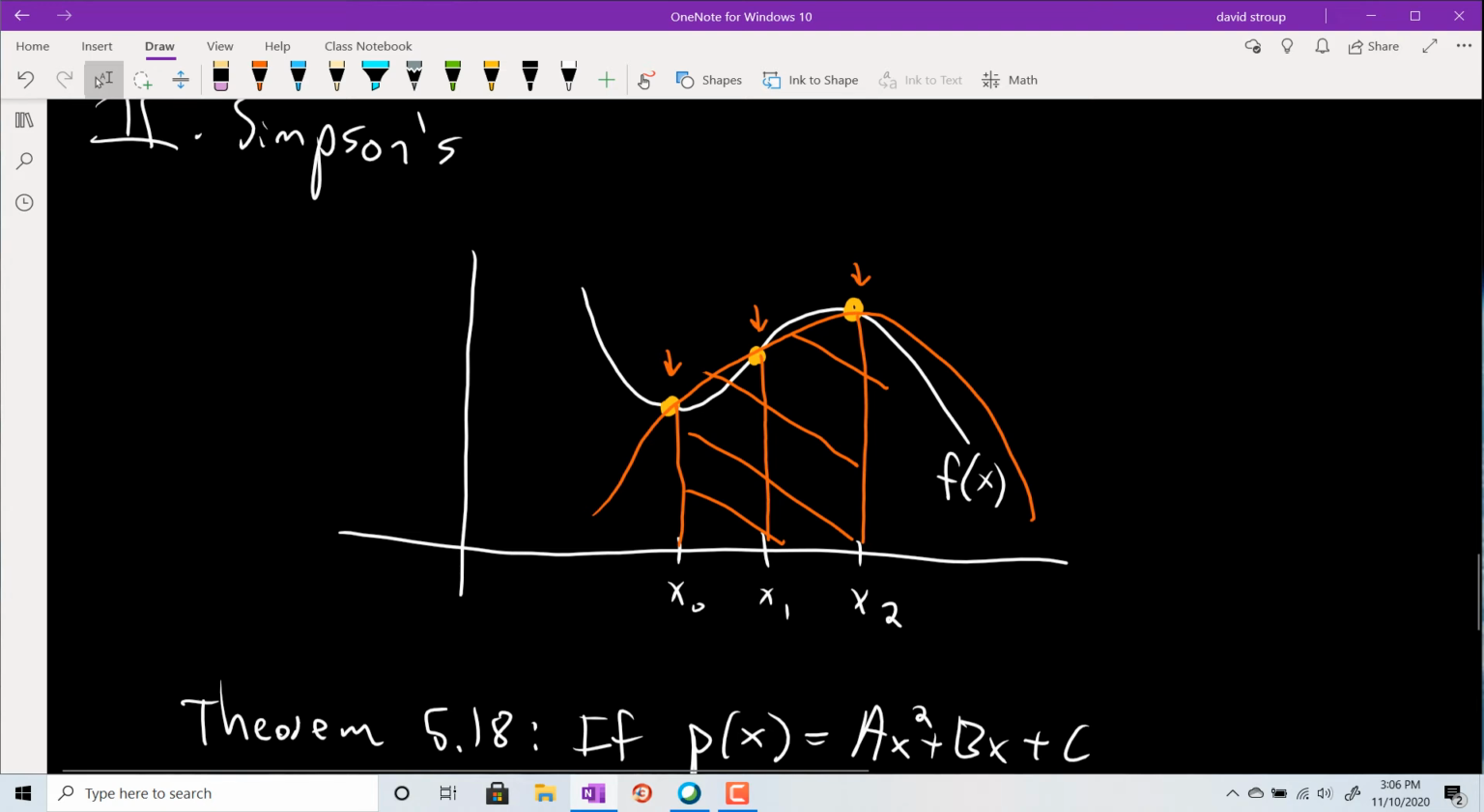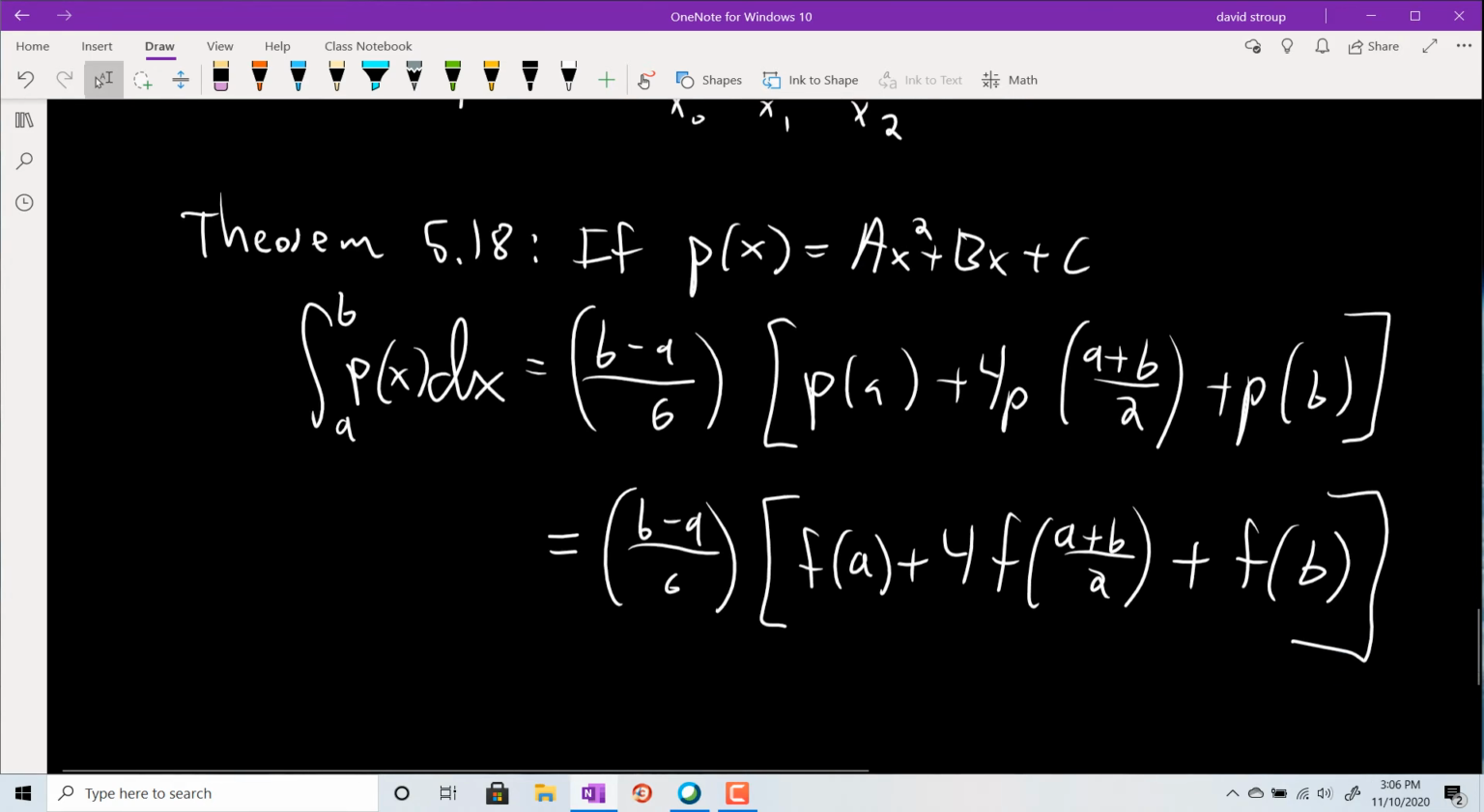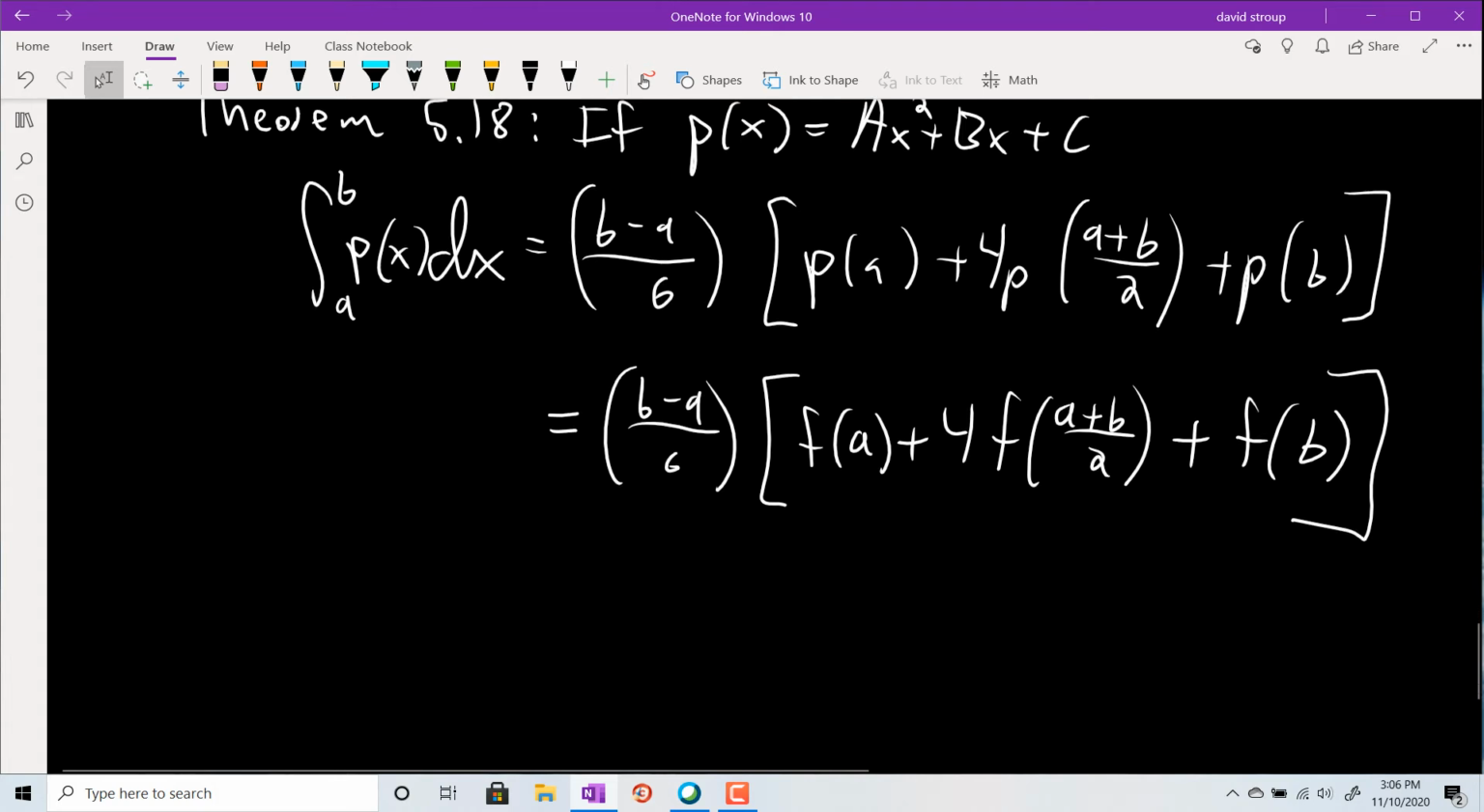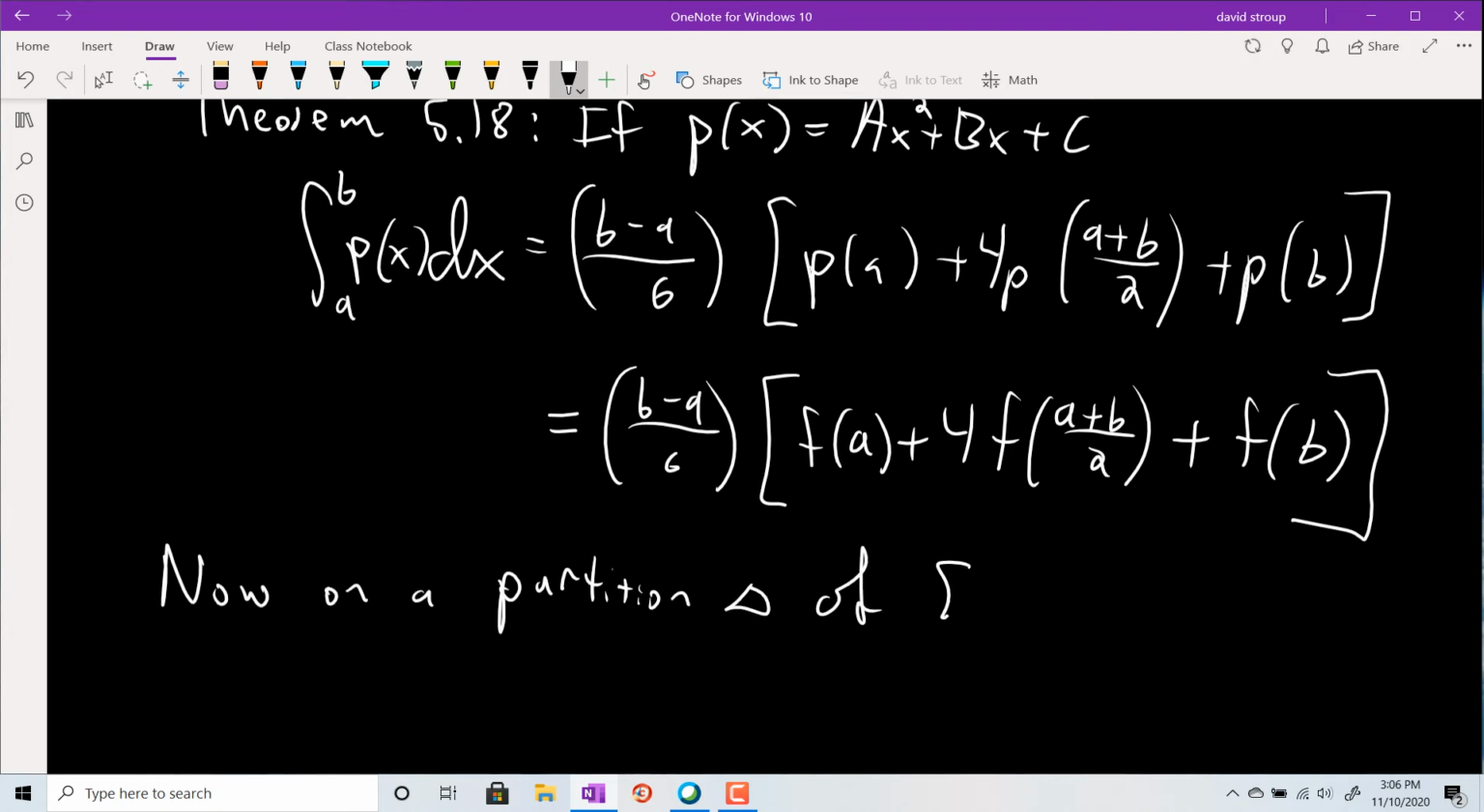It could have been some sort of transcendental function of some sort. Who knows? Right? So anyways, if you're willing to believe that, then we can kind of construct our Simpson's rule. So we'll take a partition. So now on a partition delta of a comma b into n subintervals, and again we'll use the equidistant subintervals, change in x, which is b minus a over n.